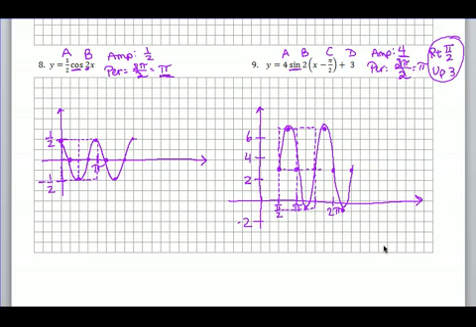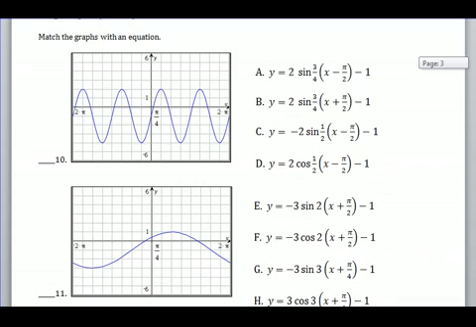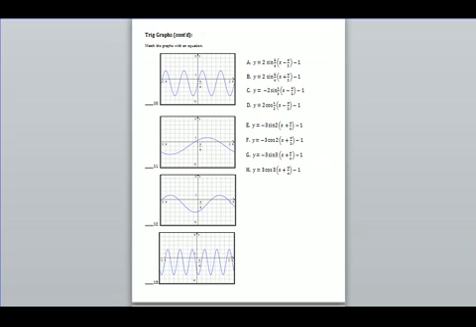All right, let's move on to the next section. These trig graphs and matching with the equations. I'm going to change my zoom. Hopefully you can just follow along on your review if this is too small to see on your screen.